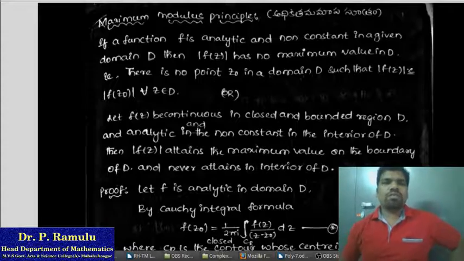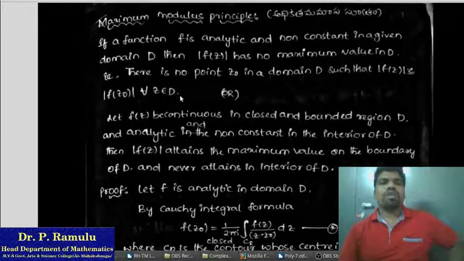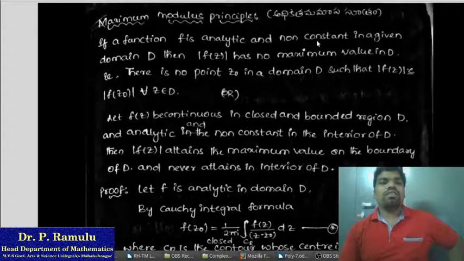Maximum modulus principle. If a function f is analytic and non-constant in a given domain D, then |f(z)| has no maximum value inside D. That is, there is no point z0 in the domain D such that |f(z)| is less than or equal to |f(z0)| for all z belonging to D. So that means if f is analytic and non-constant, |f(z)| does not have any maximum value inside. It has its maximum value on the boundary of D.